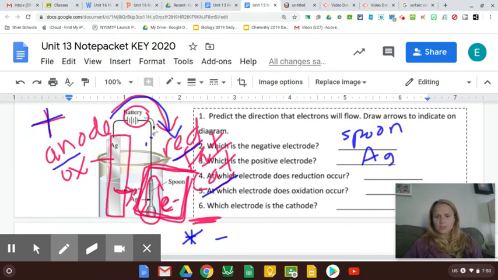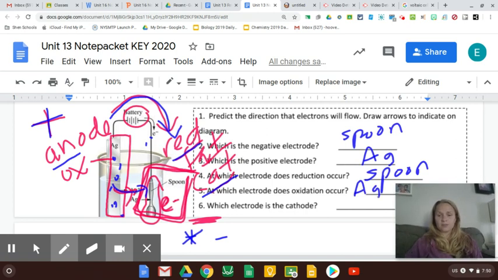Which one does reduction? Well, the spoon needs to be the red fat cat so that it can gain mass and get coated in silver. So it must be the spoon. Which electrode does oxidation occur? Must be an ox. I want the silver to lose mass. I want this silver electrode to have holes in it at the end. It's losing mass. It's sending its silver over here to the spoon to get coated.